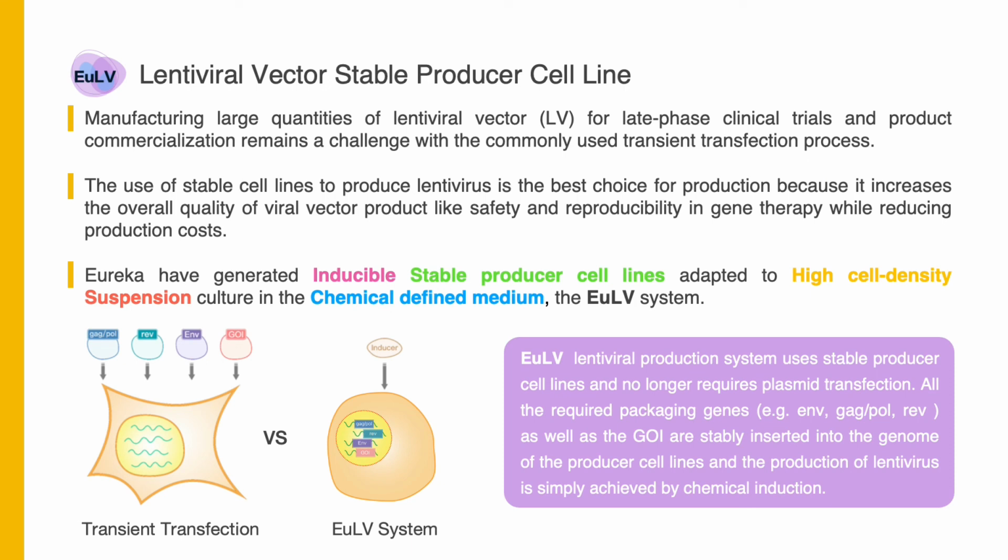Generally speaking, the EuLV system is an inducible stable producer cell line, adapted to high cell density suspension culture in chemically defined medium. This stable producer cell line no longer requires transient plasmid transfection. Instead, all the required packaging genes such as VSVG, REV, GAG-PRO, as well as the customized therapeutic genes, or commonly called gene of interest (GOI), are stably inserted into the genome of the producer cell lines. And the production of lentivirus is simply achieved by chemical induction.